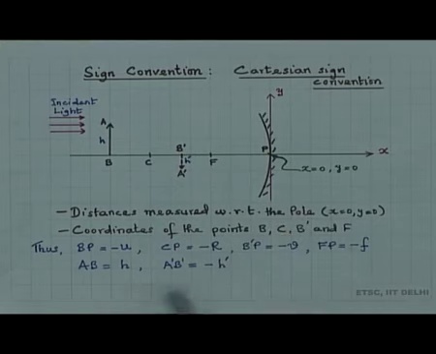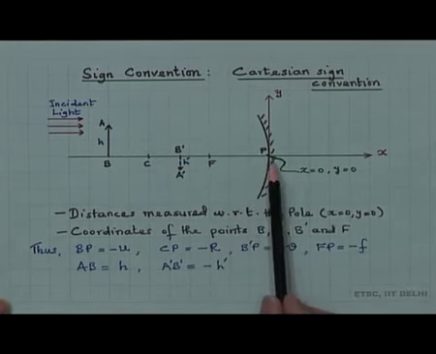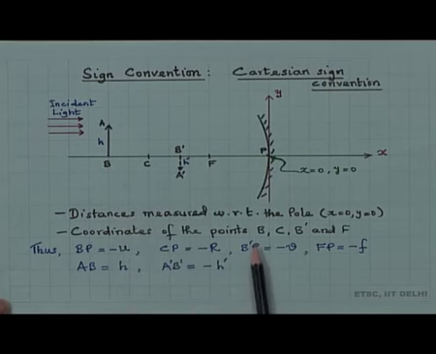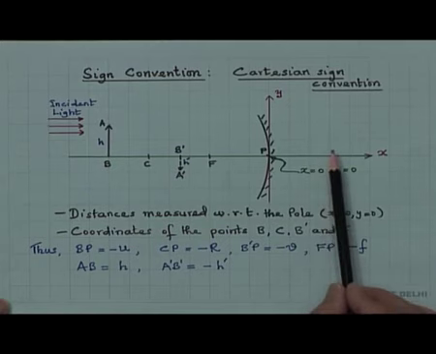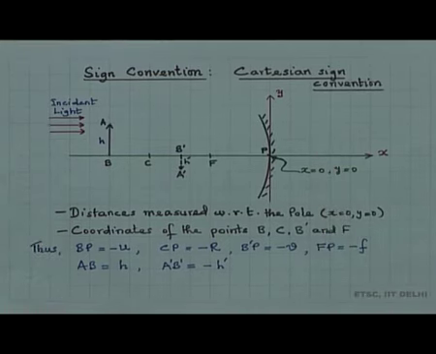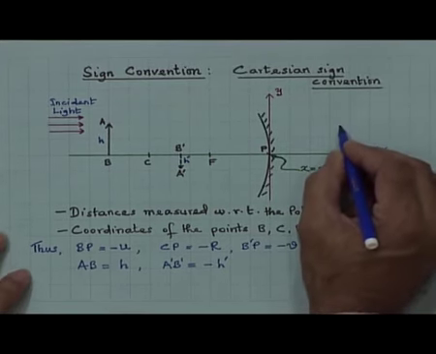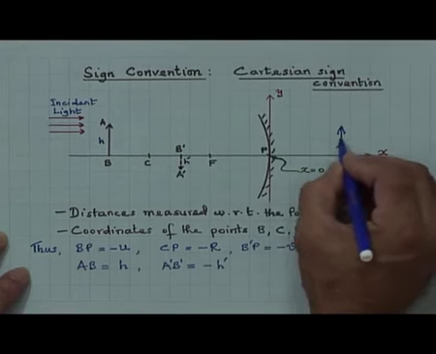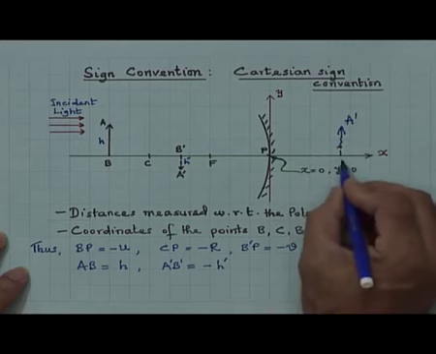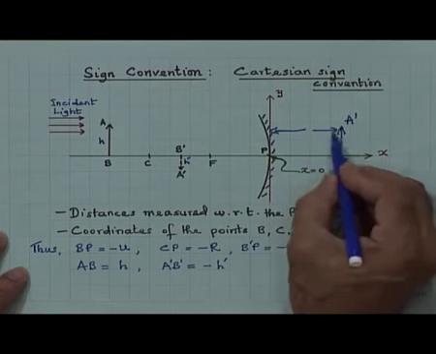Distance as such is not a negative quantity, but because of the sign convention, we consider that the distance here is negative depending on the coordinate of the point. If I were to have a virtual image on this side, as an example, let me show that, suppose I were to have a virtual image here like this, A dash, B dash, then the image distance would have been this.